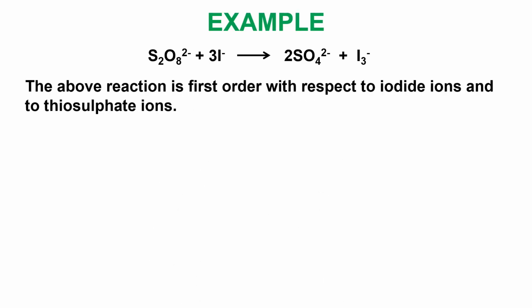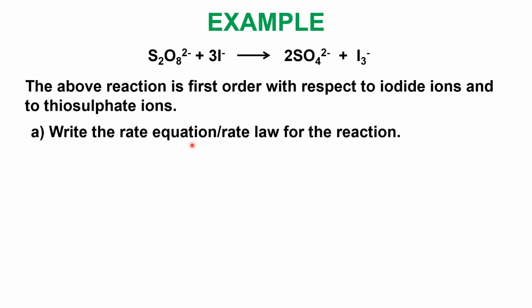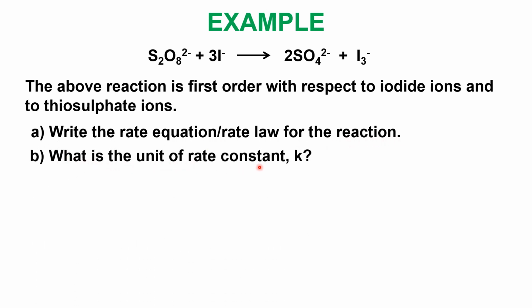Example. The above reaction is first order with respect to iodide ions and to thiosulfate ions. A. Write the rate equation or rate law for the reaction. B. What is the unit of rate constant K? To write the rate equation or rate law, we must know the order of reaction for each reactant. So, according to the question, it is first order with respect to iodide ions and to thiosulfate ion. That means thiosulfate ion is first order, iodide ion is also first order.